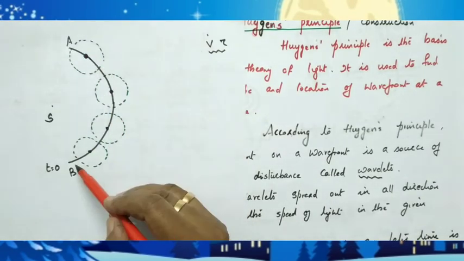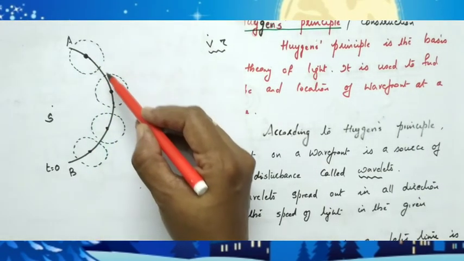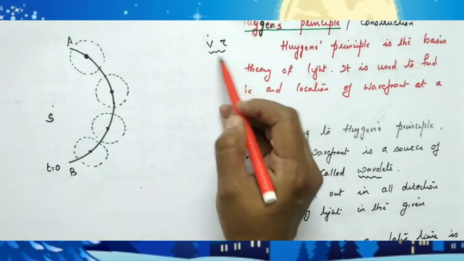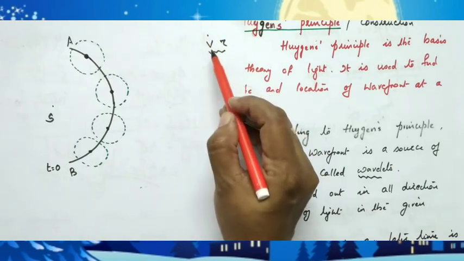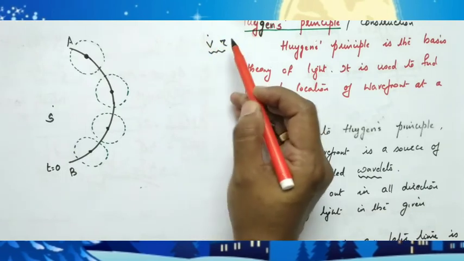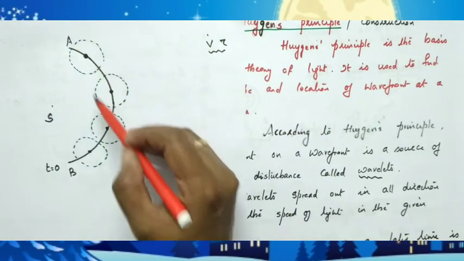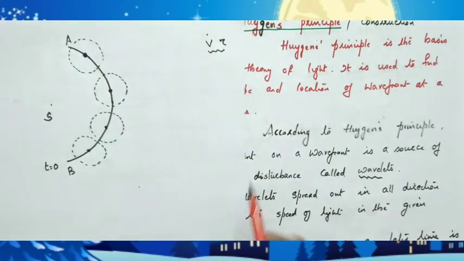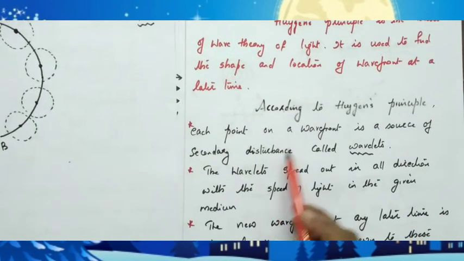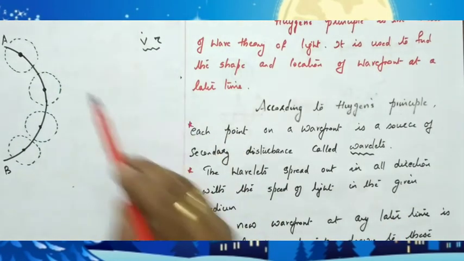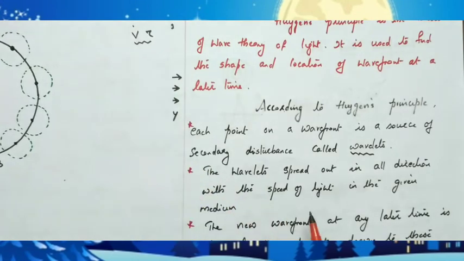So this is a wavefront AB at time t equal to 0. Each point of the wavefront acts as a secondary source of disturbance, and taking v tau as radius, where v is the velocity of light in the medium and tau is the time, we can draw a number of spheres like this. Clear? Now the next step: each point of the wavefront is the source of secondary disturbance called a wavelet. The wavelets spread out in all directions with the speed of light in the given medium. Let v be the velocity of light in the medium, so these wavelets are spreading with velocity v.